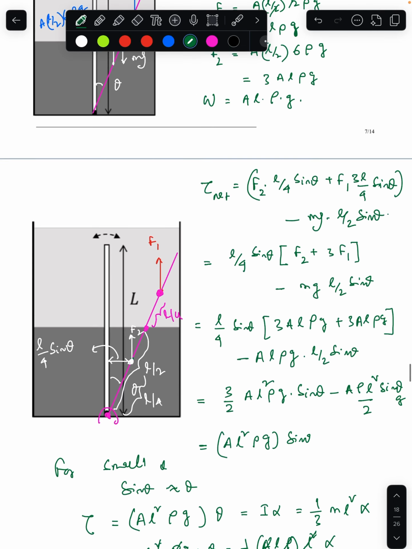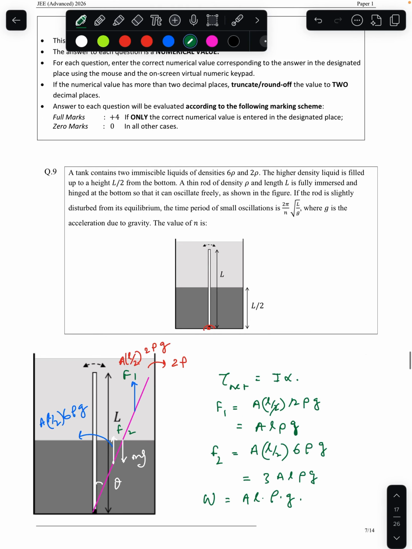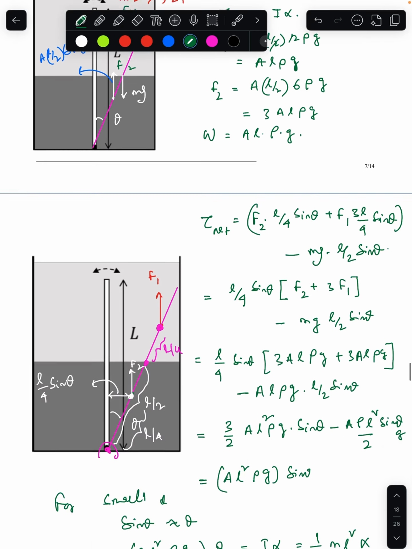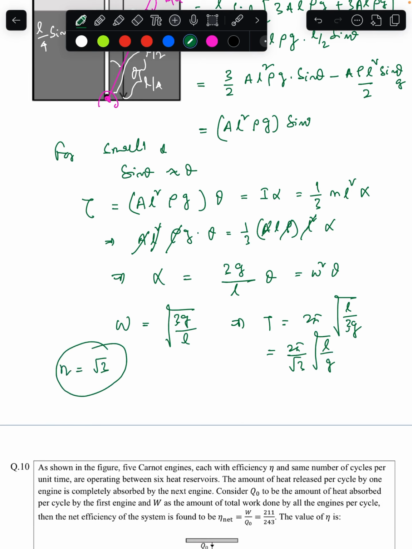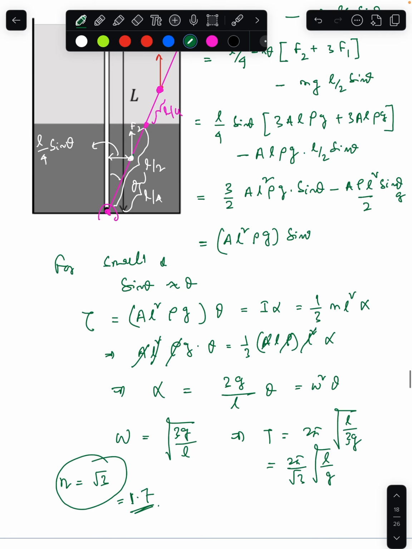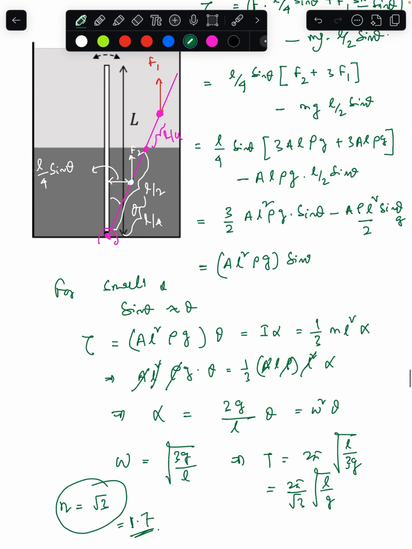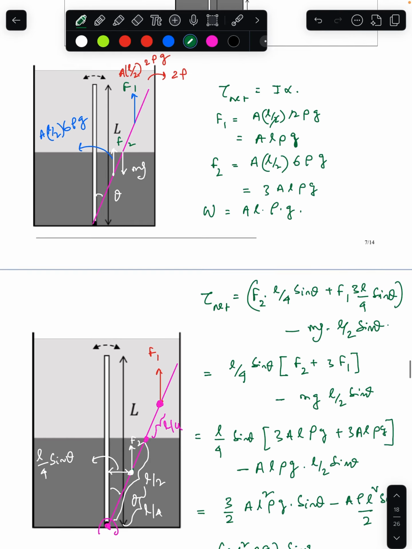Now let us go on checking the values that they have given. They are saying 2 pi by n under root of L by g. If I compare this with our result, which is 2 pi by root 3 under root of L by g, the value of n comes to be root 3, that is approximately 1.7. Don't worry about the result, you will be given a range for this. So this is the technique, how you can solve it.